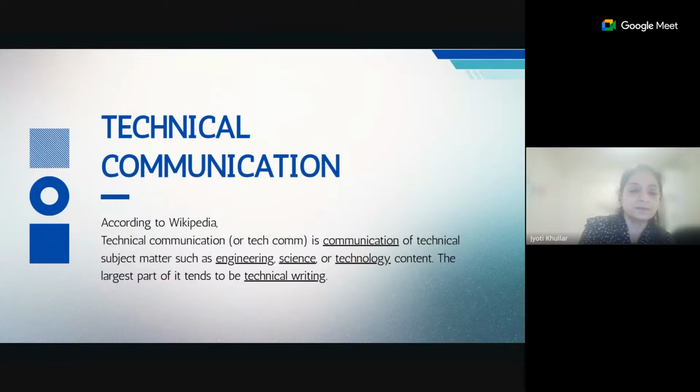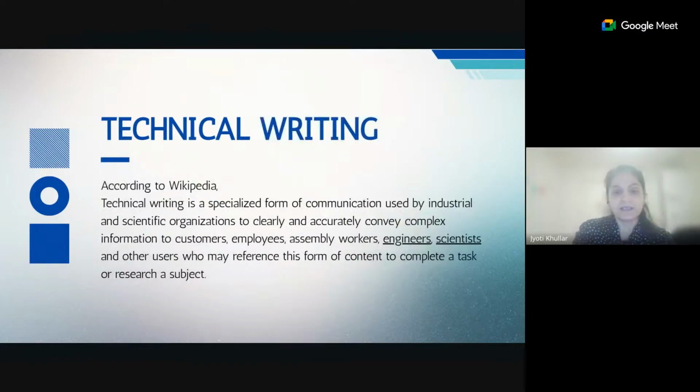Now what technical writing is, like we're discussing, it is a specialized form of communication used by industrial and scientific organizations. Again, this is a Wikipedia definition. We'll break it down clearly and accurately convey complex information to customers, employees, assembly workers, engineers, scientists, and other users who may reference this form of content to complete a task or research a subject. All right.